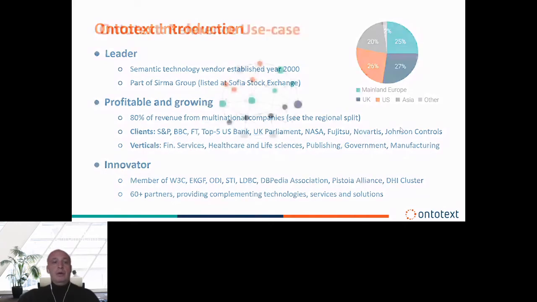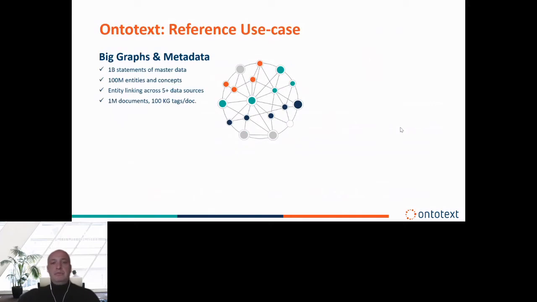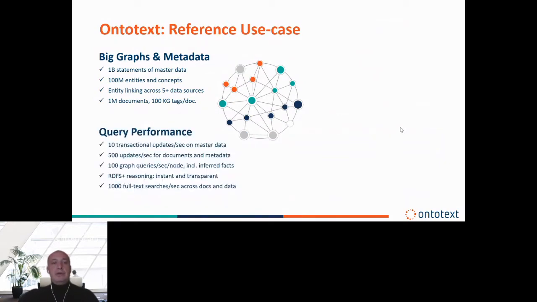So, why are they looking into Ontotext technology? What are our reference use cases? There are a couple of features which are distinguishing our prospects. First, we're always talking about big graphs and metadata. Here, these are actually quite old figures. Now, billion is the starting point, a lot of entities, concepts, and heavy entity linking across these sources. We had excellent presentations on a problem which is close to my heart, which is the record matching or entity linking with text. And this is a very much sought after capability.